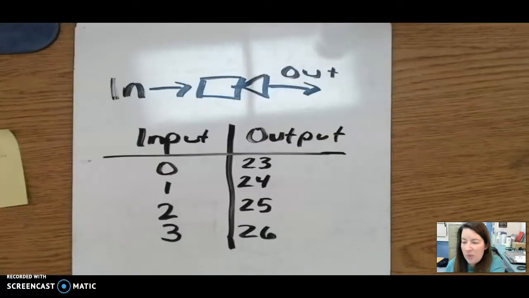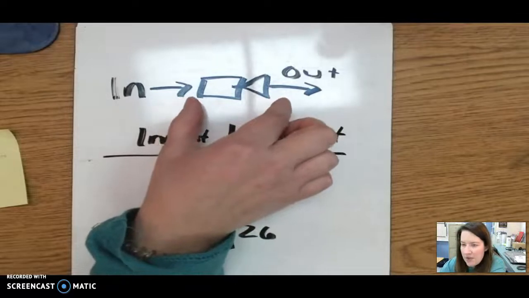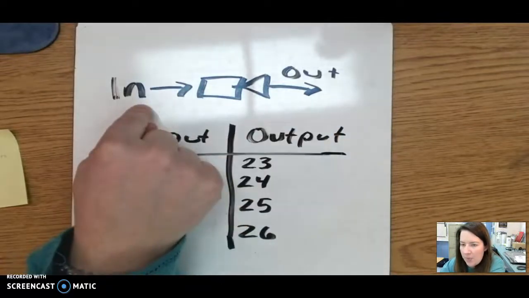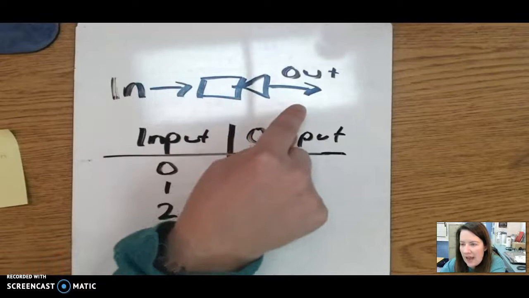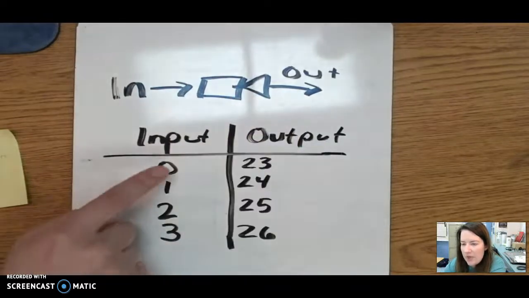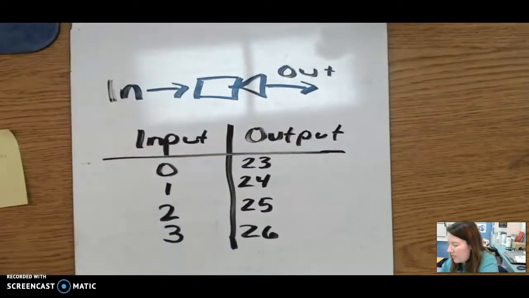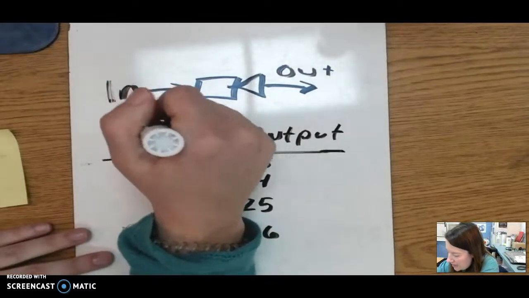Okay, let's review input-output tables. Remember, kind of imagine this like an imaginary number machine. Okay, I'm going to put a number into the box and out is going to pop a number. So on the input side, remember this could also be called position.